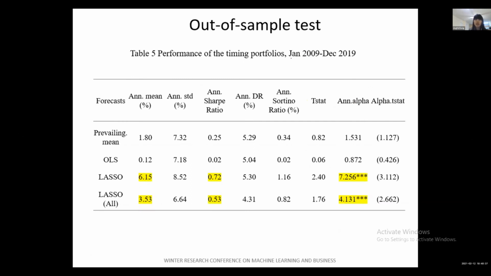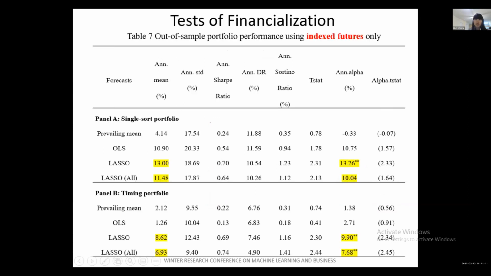Table 5 shows the performance of the timing portfolio. Here, the magnitude becomes somewhat smaller. Part of the reason is that in the timing portfolio, the position is $1. So to make them comparable with the previous single sort portfolio, we can multiply those numbers by 2. So the Lasso portfolio generates an annual excess return around 12%, which is still relatively large. The annualized alpha, if we multiply this number by 2, is around 15%. So the results of the timing portfolio are comparable to the single sort portfolio.